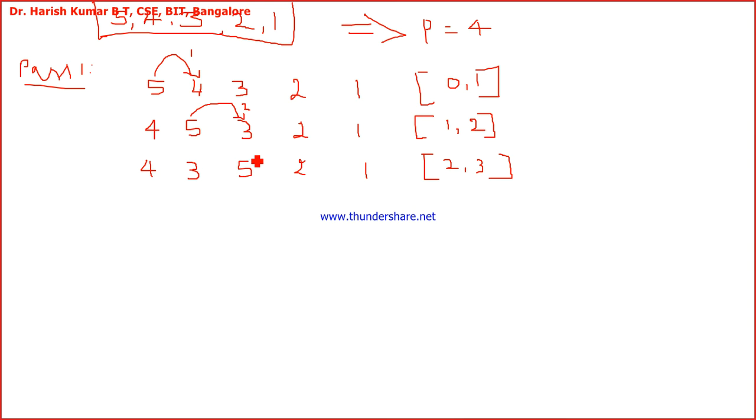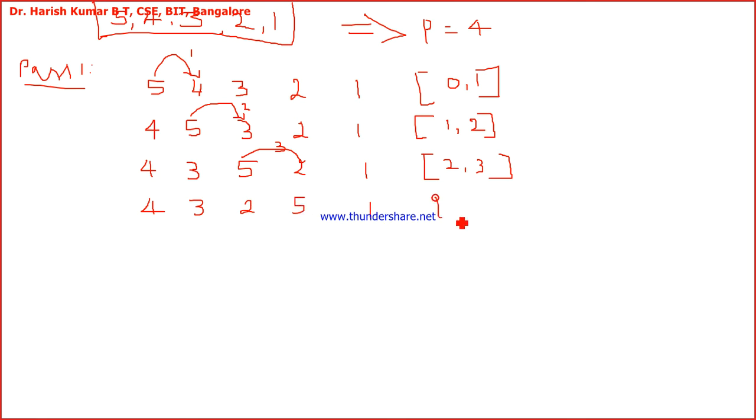So this is the element at index 0, this is at index 1 and this is at index 2. This is the comparison we are doing now. This is the third comparison. Again, this is the worst case array which I have taken. So 5 and 2, again there is a swap required: 2, 5 and 1.